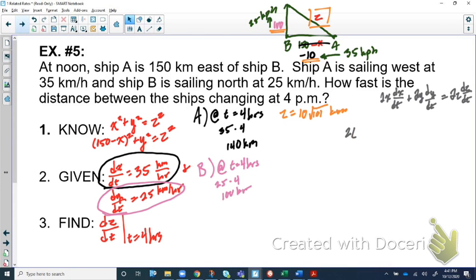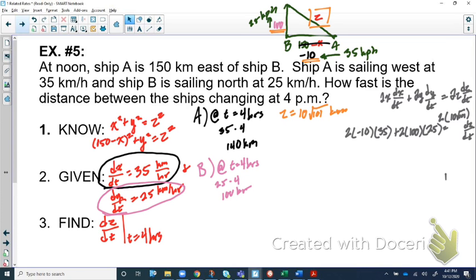So x in this case is the negative 10, that the distance is decreasing. dx dt was the 35 kilometers per hour, plus 2. The y value at 4 hours was 100 kilometers, times dy dt, which would be 25 kilometers per hour, equals, and I'm squeezing the space here, 2 times 10 radical 101 dz dt.